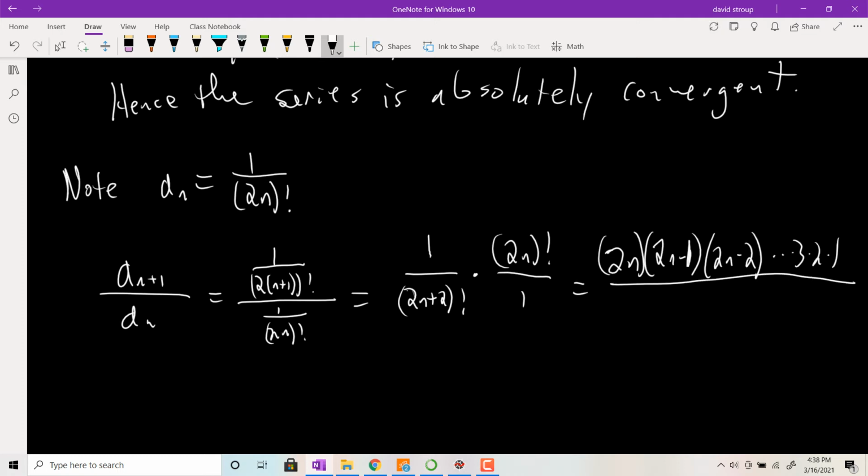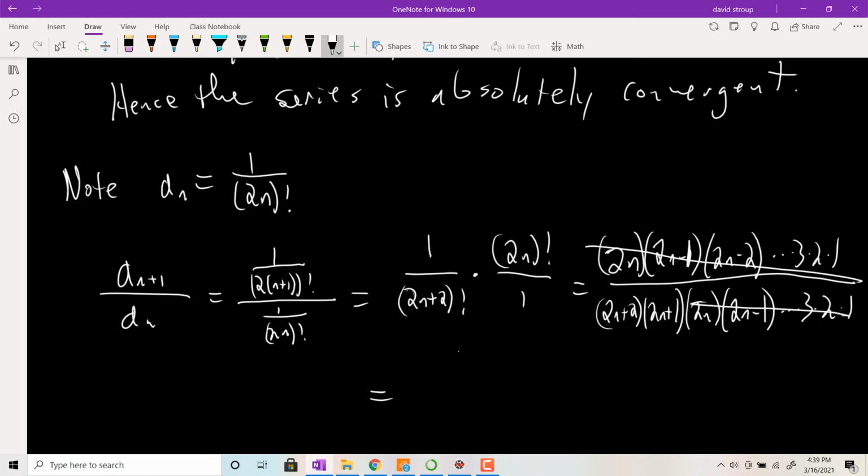In the denominator, we have 2n plus 2 times 2n plus 2 minus 1, which is plus 1, times 2n plus 2 minus 2, which is just 2n. And then you see the cancellation that's going to happen there. And then you have 1 less than that, and all the way down to 3 times 2 times 1. So that stuff cancels, and you're just left with 1 all over 2n plus 2 times 2n plus 1.